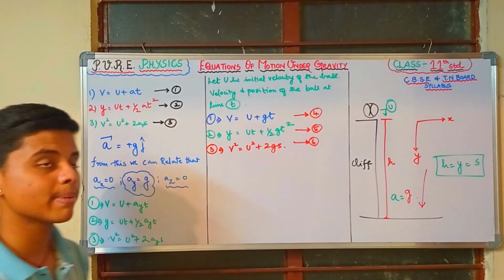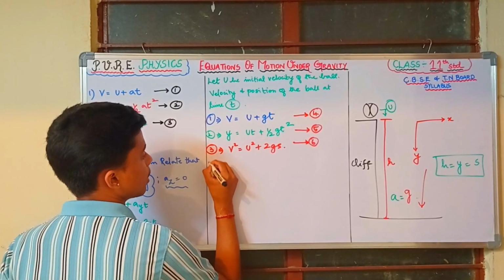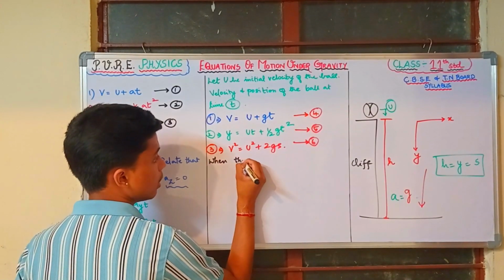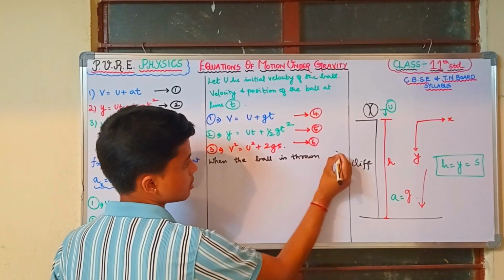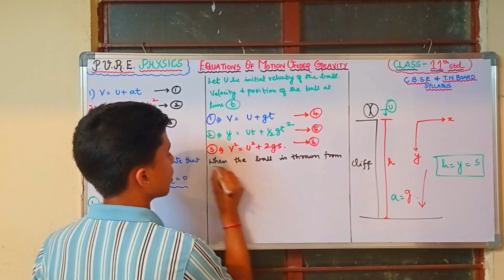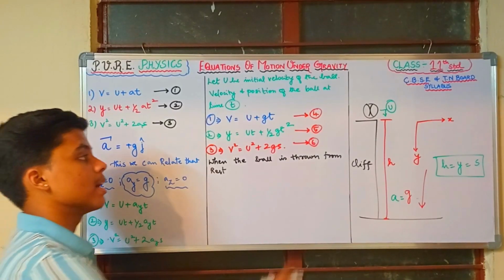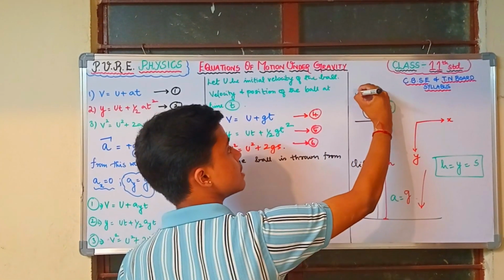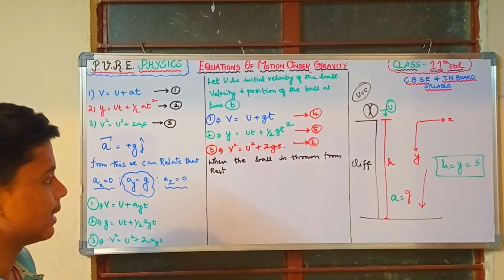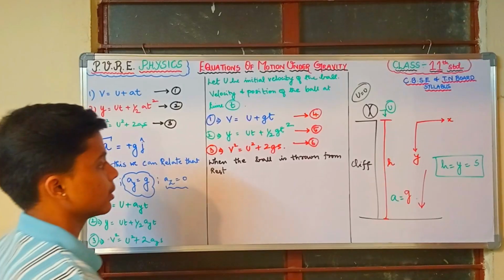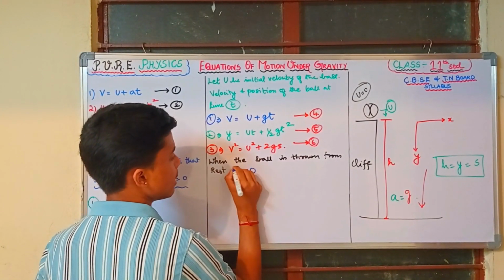Now I'm going to assume another condition, that is, when the ball is thrown from rest. What do you mean by this statement? When the ball is thrown from rest, it means the initial velocity of the ball is 0. That is the meaning of the sentence. So when you throw a ball from rest, the initial velocity of the ball will be 0.